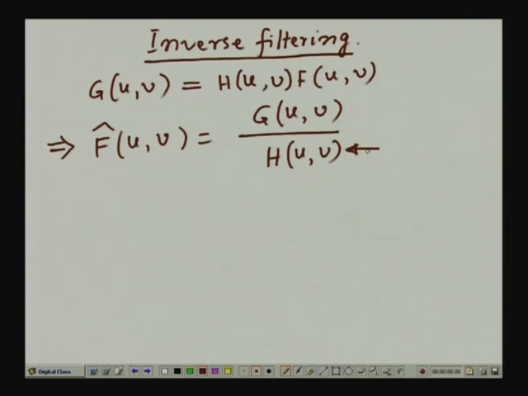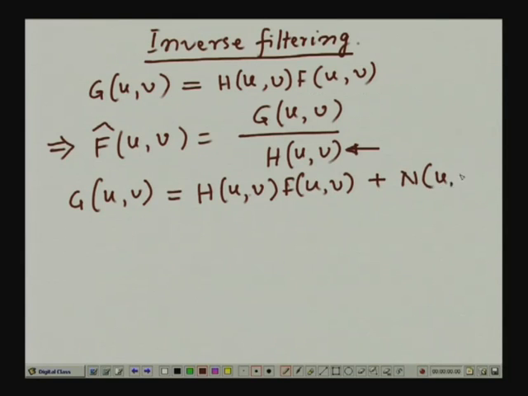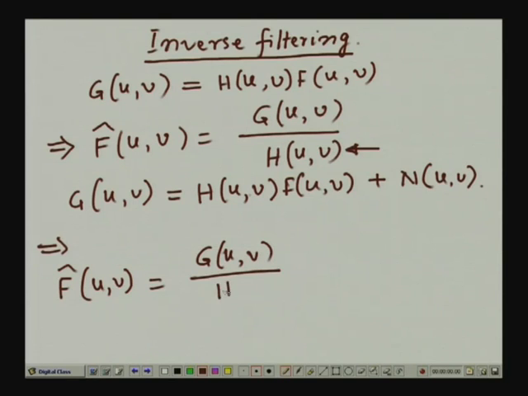Now, as we have already said, G(u,v), if I consider the noise term, is given by H(u,v) into F(u,v) plus the noise term N(u,v). From here, if I compute the Fourier transform of the reconstructed image, that will be F hat(u,v), which is equal to G(u,v) upon H(u,v), and from this expression this is nothing but F(u,v) plus N(u,v) upon H(u,v).